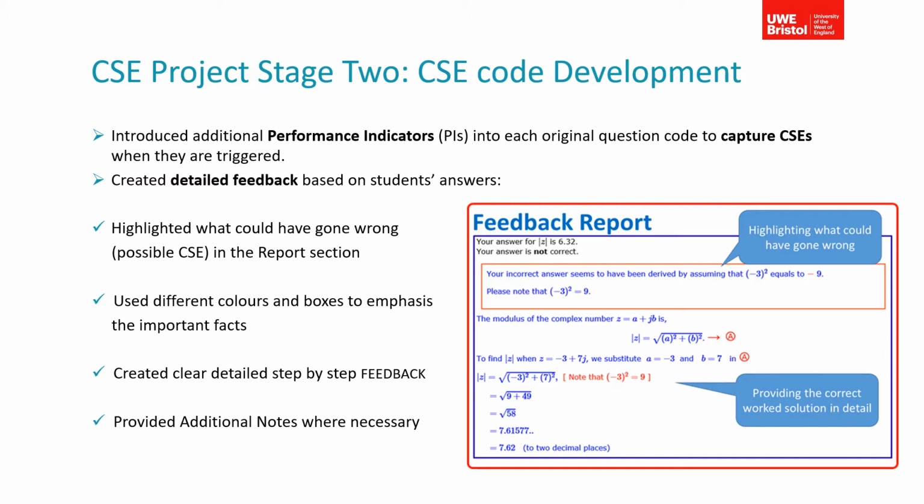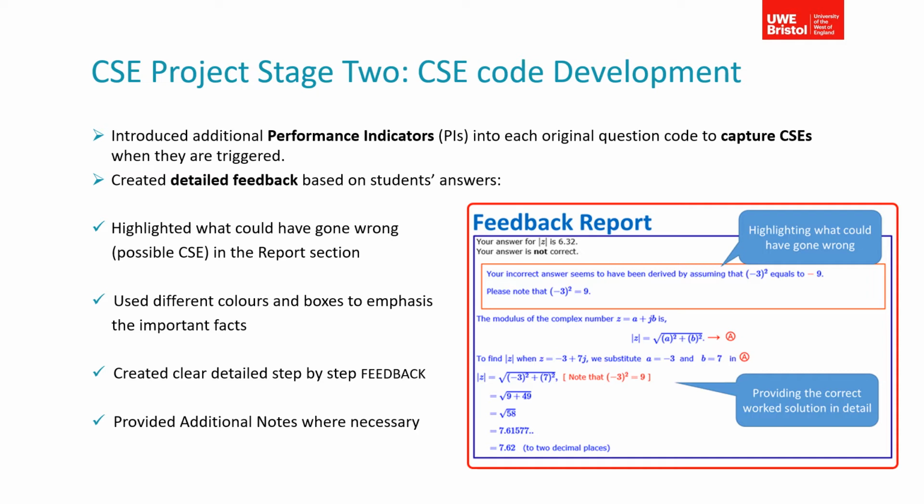In the enhanced feedback, I highlighted what could have gone wrong in the report section. I used different colors and boxes to emphasize the important facts. I created clear, detailed step-by-step feedback. Then I provided additional notes where necessary. After that, we moved into the next stage of the project.